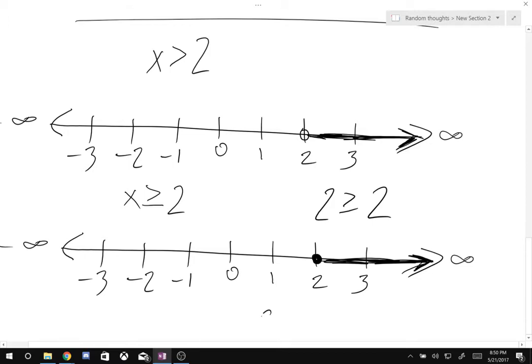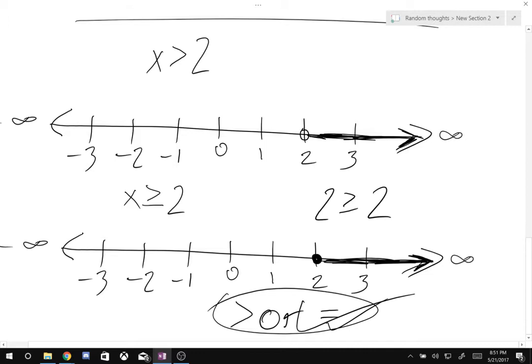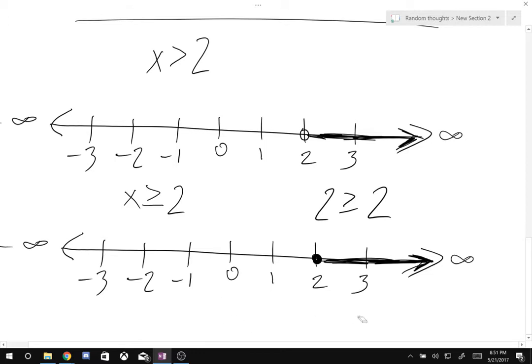Now in math, when we have the word or, we just have to satisfy one of the parts of it. So if it's A or B, and B is true, then the whole thing is true. In this case, it's greater than or equal to. 2 is equal to 2, so we have to count the whole thing as being right. Therefore, 2 greater than or equal to 2 is a correct statement. So we get to color in our little circle down there.